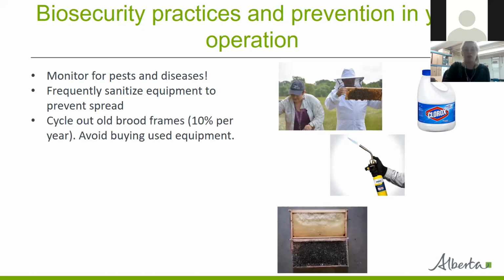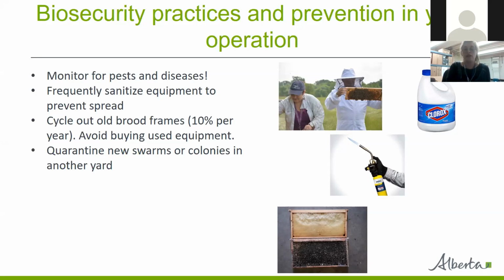You also want to cycle out your brood frames. We suggest 10% per year. A lot of this applies to the commercial people, but if you're a new beekeeper and you have all new equipment, then you probably don't have to worry for a couple of years. But if they start getting really dark and really black, you probably want to take those out of your system, because the wax does hold a lot of diseases and a lot of chemicals too. So that's not something you really want in there. And avoid buying used equipment if possible. Same kind of thing: you don't know what's in that wax.